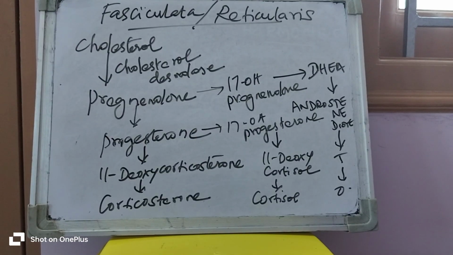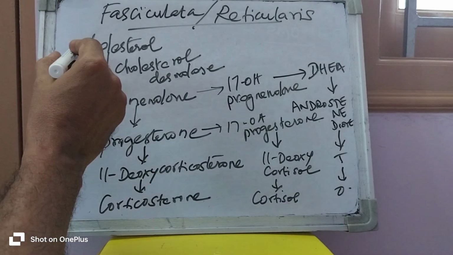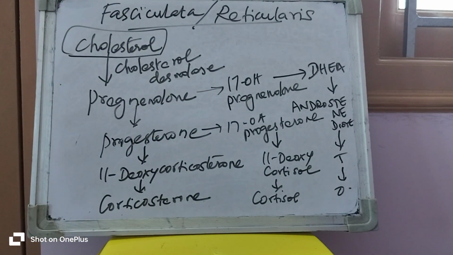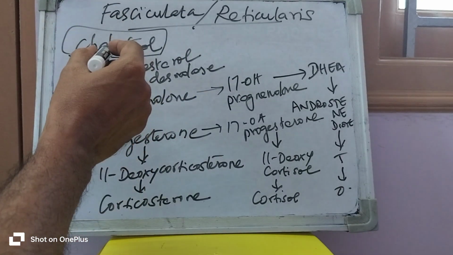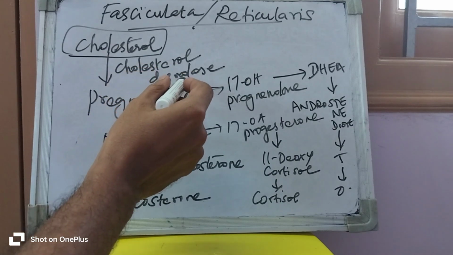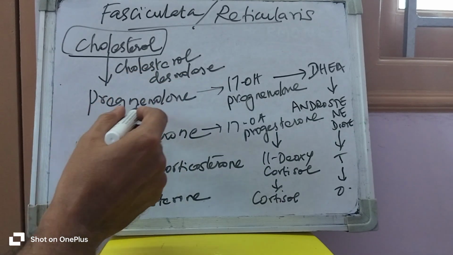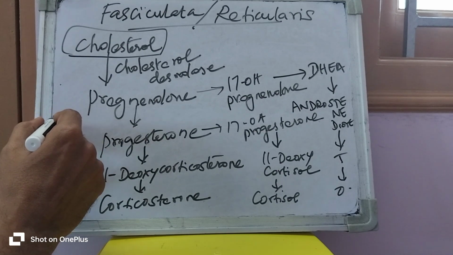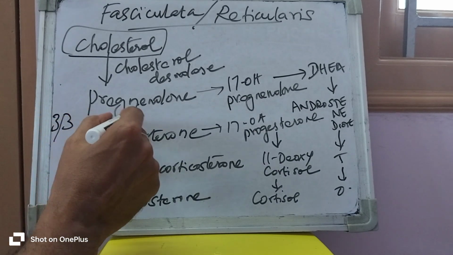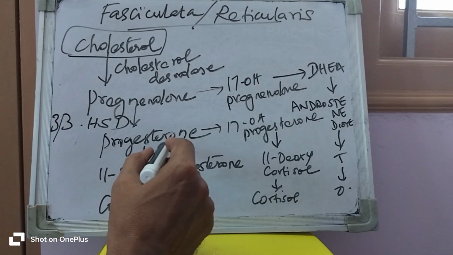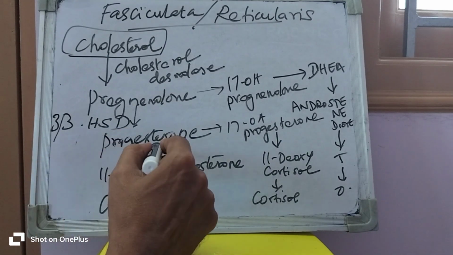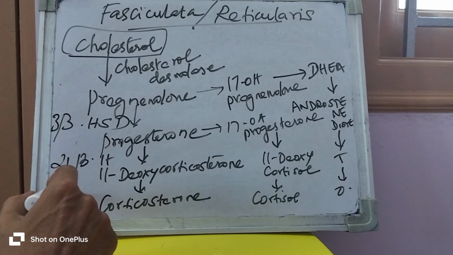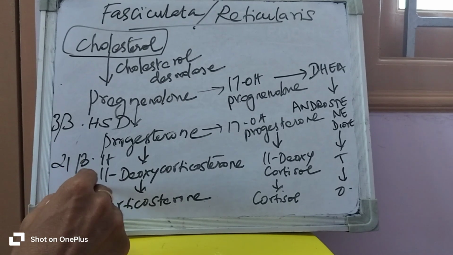Steps in the synthesis of the adrenal cortical hormones. The important raw material is cholesterol. So from cholesterol, these adrenal cortical hormones are derived. Cholesterol is acted upon by the enzyme cholesterol desmolase and forms pregnenolone. The pregnenolone, by the action of the enzyme 3-beta hydroxysteroid dehydrogenase, is converted into progesterone. The progesterone is converted into 11-deoxycorticosterone by 21-beta hydroxylase, and this 11-deoxycorticosterone is converted into corticosterone by 11-beta hydroxylase.